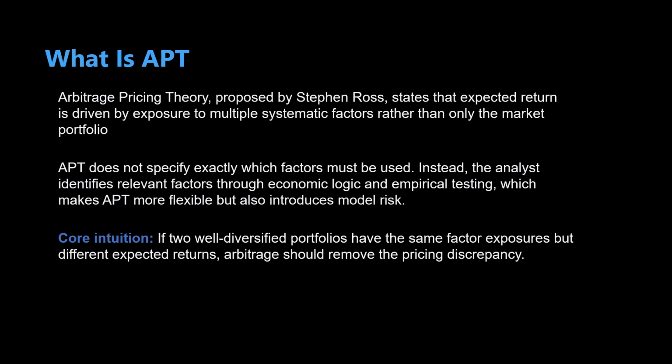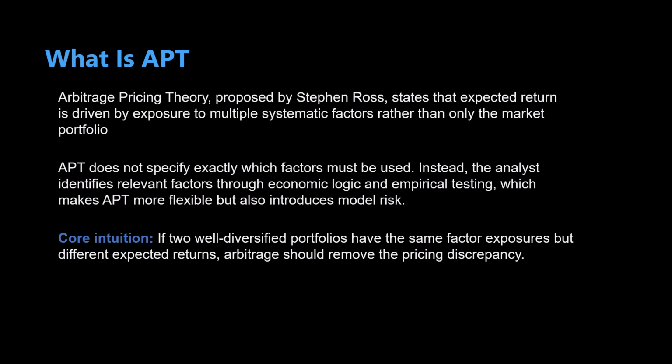Arbitrage pricing theory, usually called APT, was proposed by Stephen Ross as an alternative to CAPM, and its main idea is that expected return is driven by multiple systematic factors rather than only the market portfolio. An important strength of APT is its flexibility. The theory does not specify a fixed set of factors. Instead, the analyst chooses relevant factors based on economic reasoning and empirical evidence.